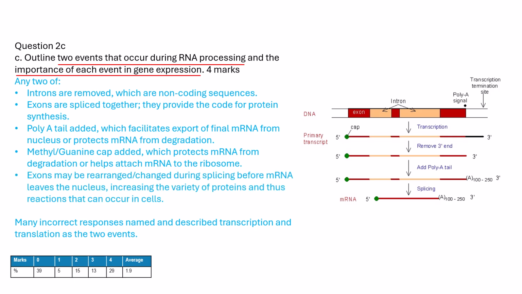Exons may be rearranged or changed during splicing before mRNA leaves the nucleus, increasing the variety of proteins and thus reactions that can occur in cells.